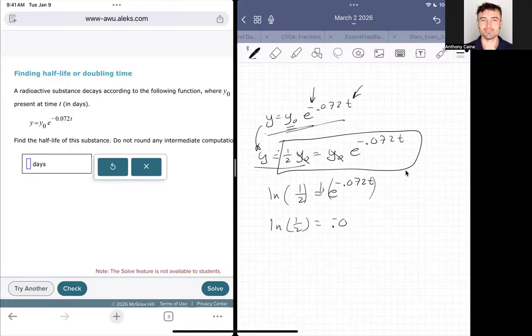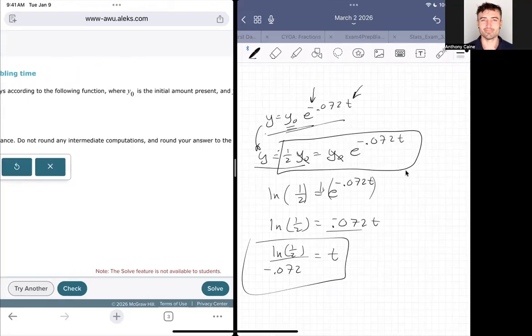So negative 0.072t. So I need to divide that over. So I have natural log of 1/2 divided by negative 0.072. That's going to be t. That's what we want right there. And so punch in the calculator, and then we need to round to whatever it says, nearest tenth. Okay, fine.